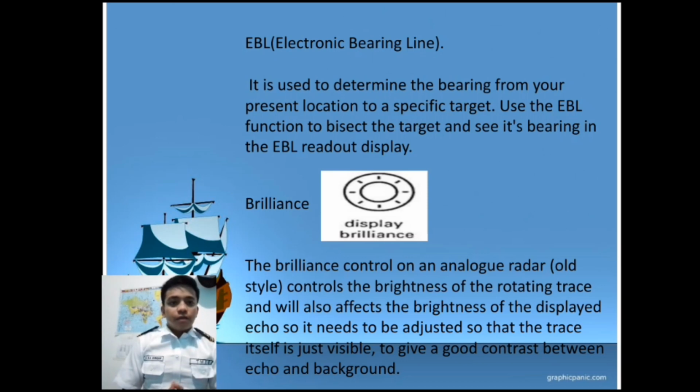The next is brilliance. So the brilliance control on the analog radar, the old style, controls the brightness of the rotating trace, and it will also affect the brightness of the displayed echo. So it needs to be adjusted so that the trace itself is just visible to give a good contrast between echo and background. So ang purpose nitong brilliance is ito yung nagbibigay ng liwanag sa ating radar.